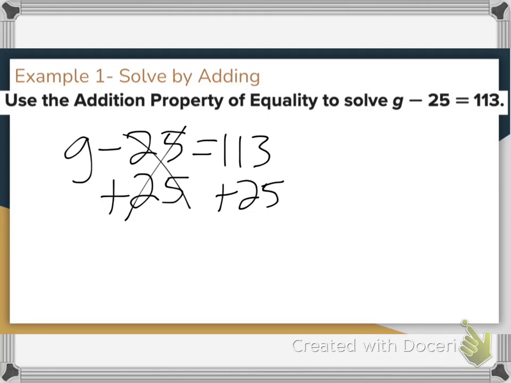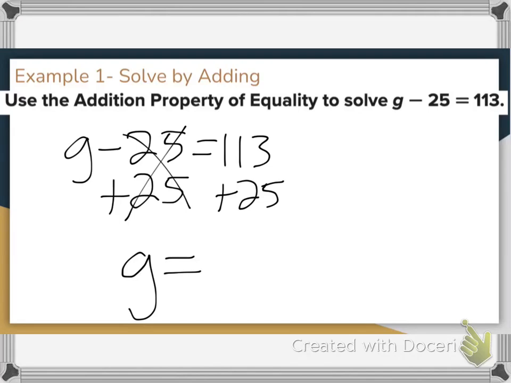Okay? So, on the left side of my equal sign here, 25's canceled out. What am I left with? 0. g, right? I've still got that g that I've got to account for. So that's all that's left over because my 25's canceled out. We okay with that left side?